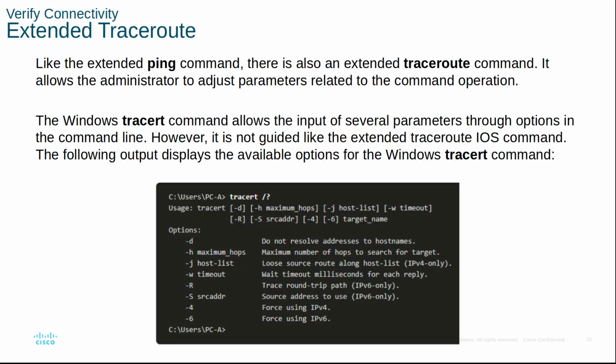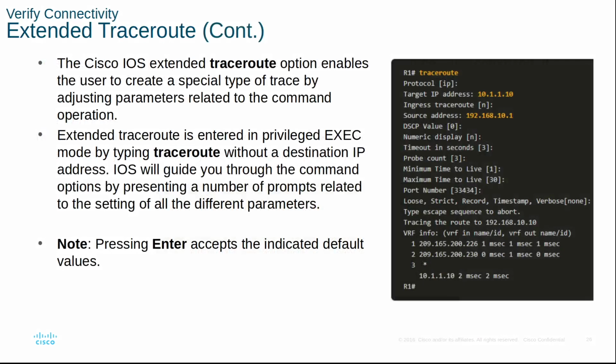You can do an extended traceroute as well. It provides for a whole bunch of additional parameters. You can force it with IPv4 or IPv6, for example. All kinds of useful stuff. Same thing with Cisco's IOS. To issue an extended traceroute, you just type traceroute with no destination.